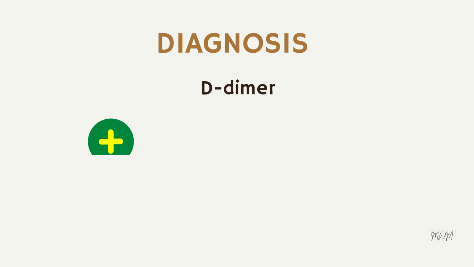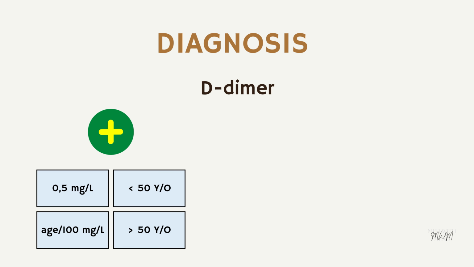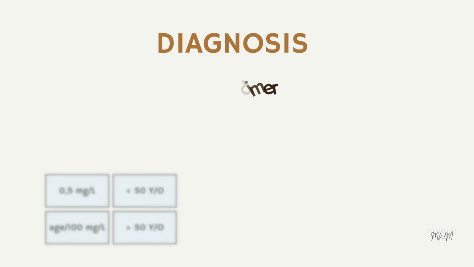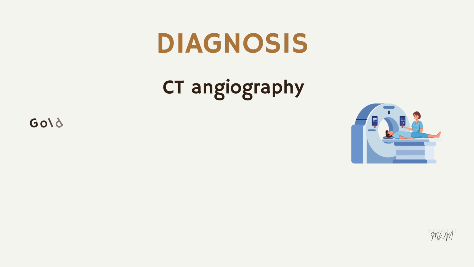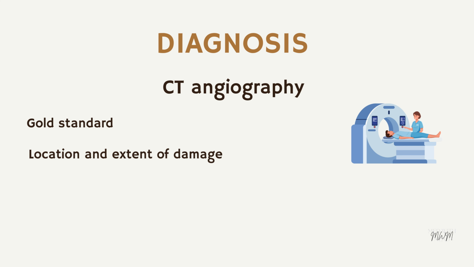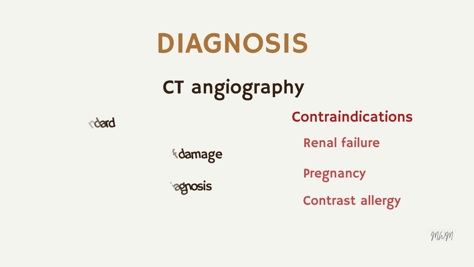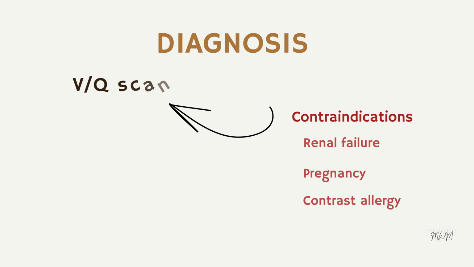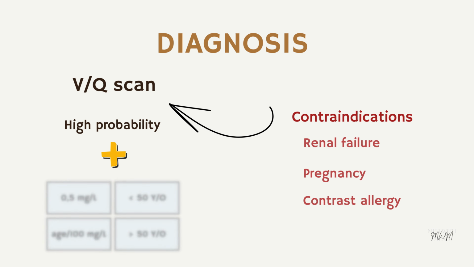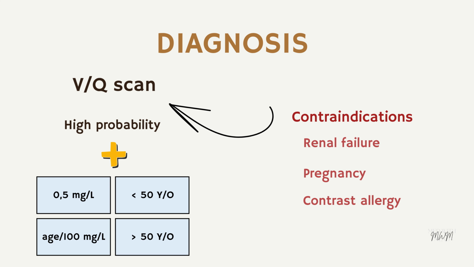If the D-dimer is positive, or if the pretest probability is high, the next step is imaging. CT pulmonary angiography is the gold standard for diagnosing pulmonary embolism. It shows the exact location and extent of the clot and can also reveal alternative causes of symptoms, such as pneumonia. If CT is contraindicated, for example, renal failure, pregnancy, or contrast allergy, a ventilation perfusion or VQ scan is used instead. A high probability VQ scan, together with a high pretest probability, confirms the diagnosis of pulmonary embolism.